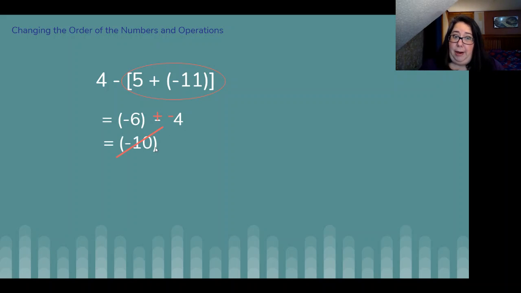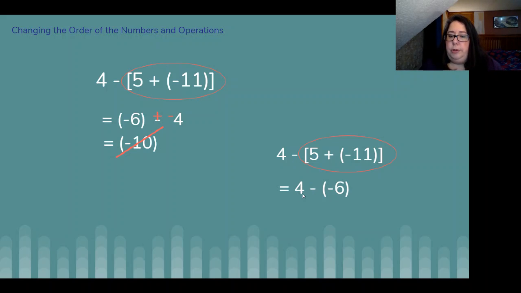But this isn't correct. Completing this problem, you would still solve the brackets first, but when you're writing it down, you have to record the 4 take away first, then the -6, because the 4 is in front, it has to stay in front. It has to stay in the exact same place. Use your rule for adding the opposite, and we end up with +10 as the answer.